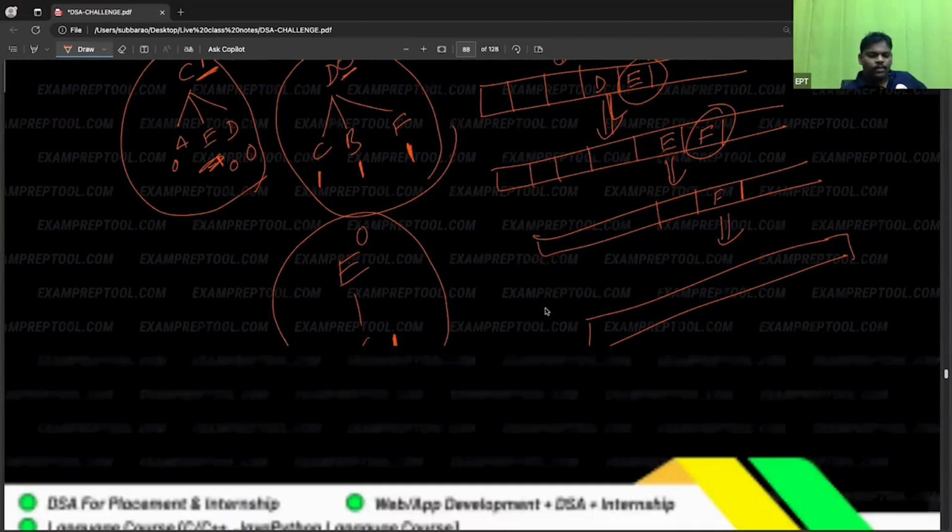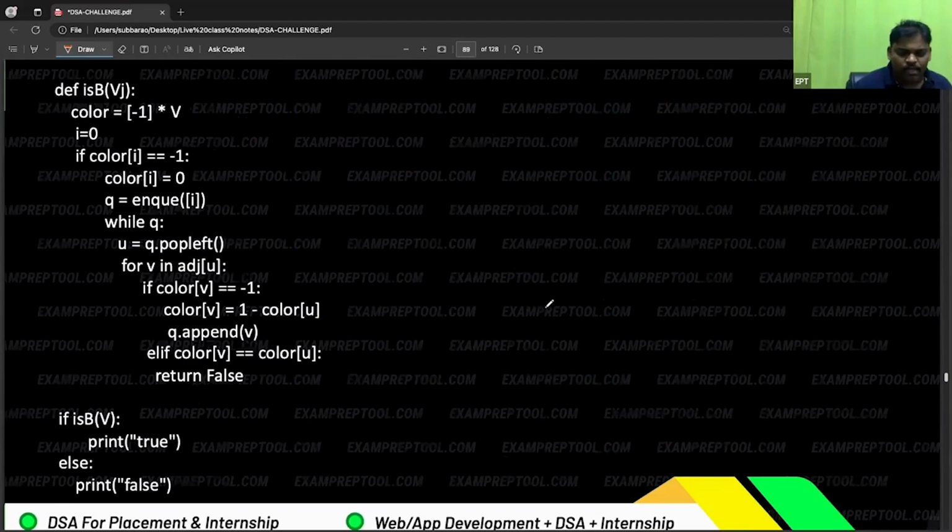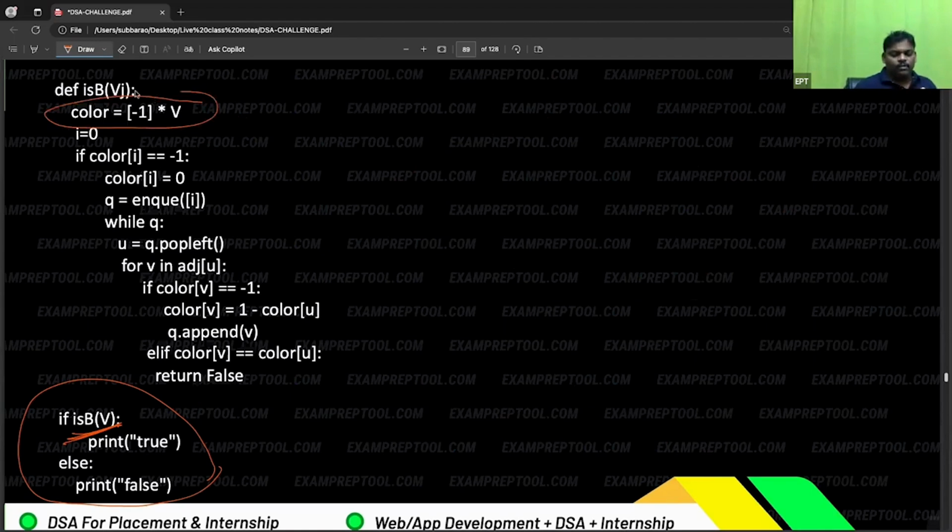I have written a Python program also. See this one. This is the main program. From the main program, I called isBipartite of V, starting from some vertex. If you go inside, initially the color array is all -1. Take one person, starting vertex assume 0, and ask what is the color. If the color is -1, keep 0, put it inside the queue, then start.